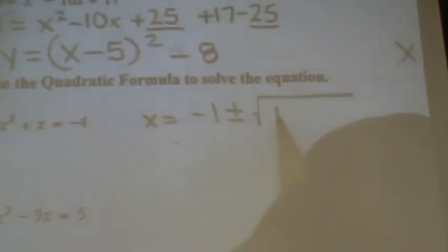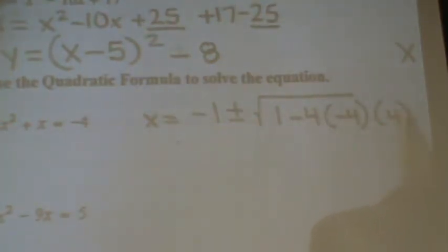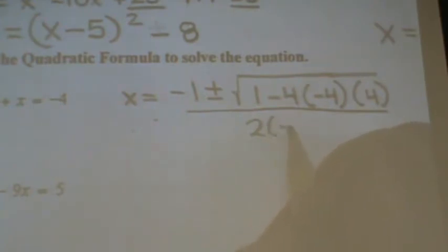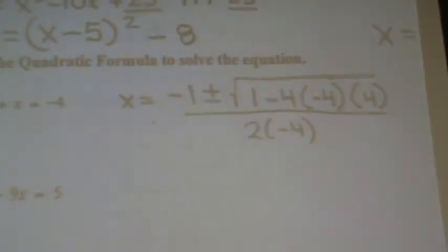b squared, so 1 minus 4. A is -4, but what's c? It's 4. Oh, right. Because you have to bring this over, it's gonna be a positive 4, and then over 2 times -4. Okay, does everyone have that?